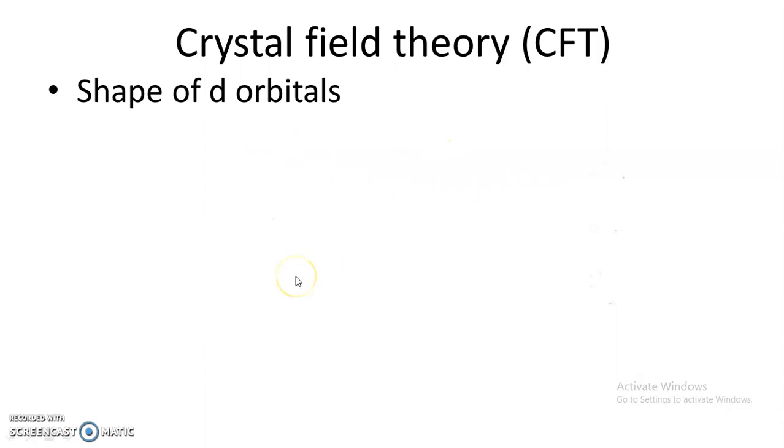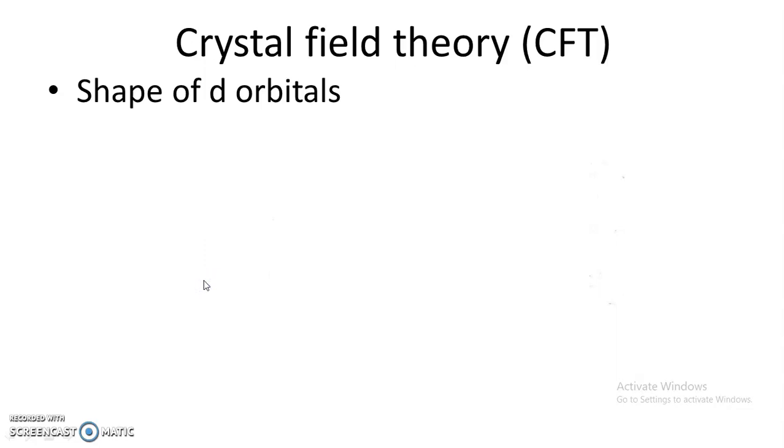So before discussing the crystal field theory, you must know the shape of d orbitals. There are 5 d orbitals: dxy, dyz, dzx, dx square minus y square, and dz square. The d orbitals are double dumbbell shaped. There are 4 lobes. Opposite lobes have the same sine wave function.